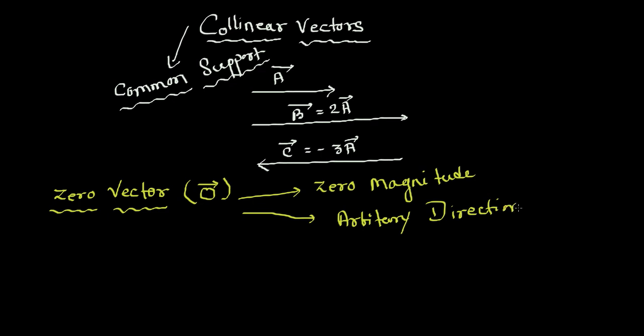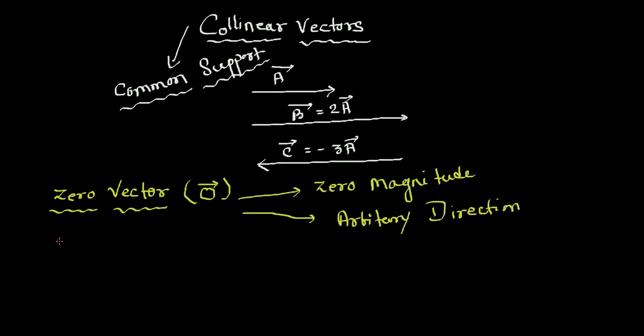What is arbitrary direction? That is not known to us. That is called an arbitrary. In which direction it is going, that is not predicted. That is called an arbitrary direction. When any vector has zero magnitude, it is called the zero vector.